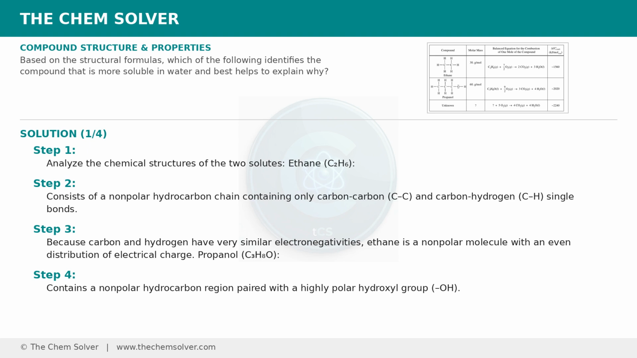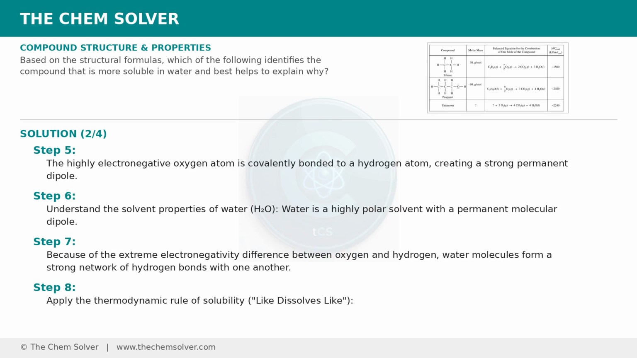Propanol, C3H8O, contains a nonpolar hydrocarbon region paired with a highly polar hydroxyl group, OH. The highly electronegative oxygen atom is covalently bonded to a hydrogen atom, creating a strong permanent dipole.